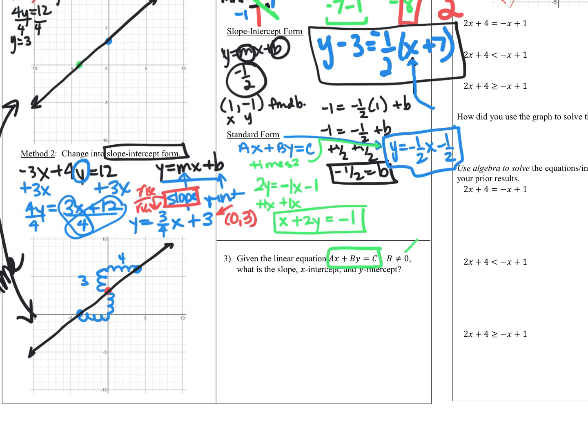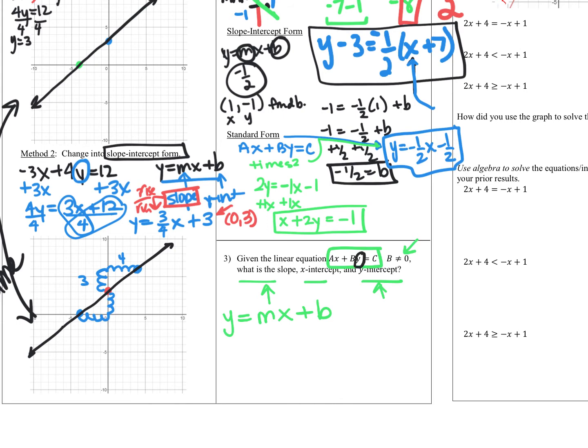And notice it says b doesn't equal 0, because that would really just be a vertical line then, because we just have x equals some number. But it wants us to know the slope, x-intercept, and y-intercept just by using that form. Well, if we're in standard form, we can figure out the slope and the y-intercept by writing it in the form y equals mx plus b, which means put the y on one side of the equation by itself.